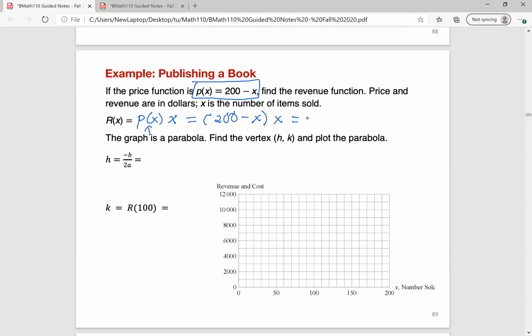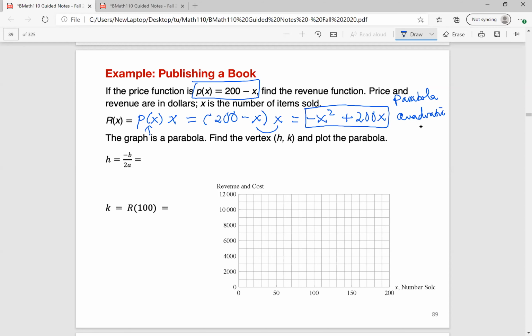You will have negative x squared plus 200x. I want to have the x squared as the first term. Now this is the revenue function, and this also is a parabola, because this is a quadratic function, right?